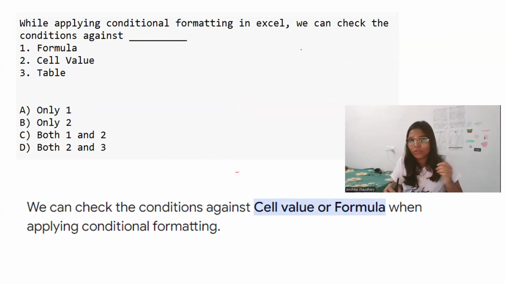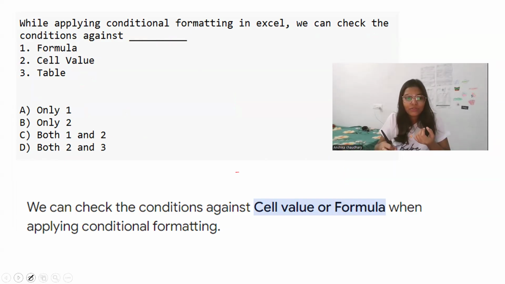While applying conditional formatting in MS Excel, we can check the conditions against formula, cell value, or table. Formula and cell value both are correct, or cell value when applying conditional formatting. So this will be the correct answer, that only 1 and 2 will be the right answer.